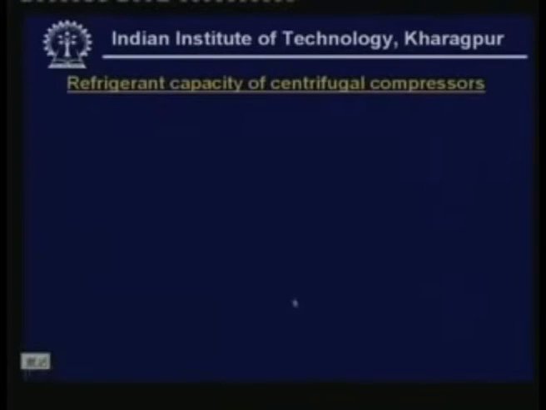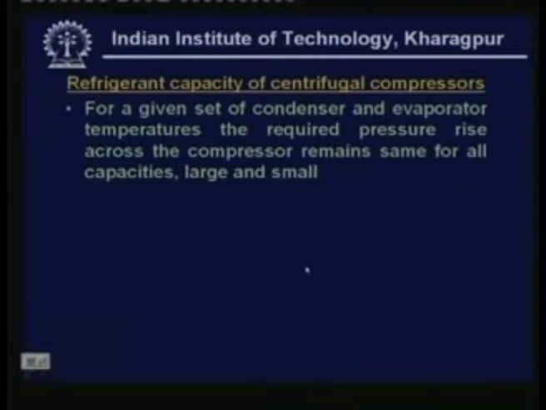Now let us look at the refrigerant capacity of centrifugal compressors. For a given set of condenser and evaporator temperatures, the required pressure rise across the compressor remains the same for all capacities, large and small. That means if you fix the evaporator and condenser temperatures, obviously evaporator pressure and condenser pressure are fixed. So the pressure difference across the compressor also remains fixed. This is irrespective of the capacity.